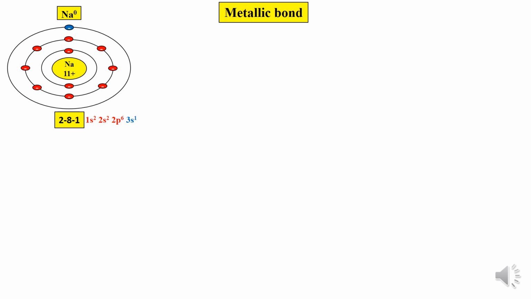So electronic configuration can also be written in the shorthand form, that is 2,8,1, where 2 refers to the number of core electrons in the first shell. So here in the first shell you can find 2 electrons. And what does 8 refer to? 8 refers to the number of core electrons in the second shell, and 1 refers to the valence electron present in the outermost shell or the third shell.